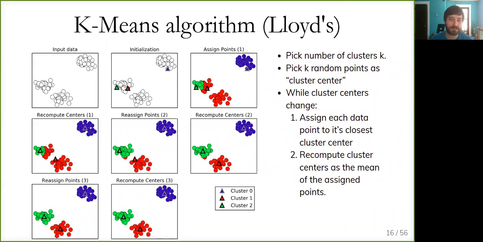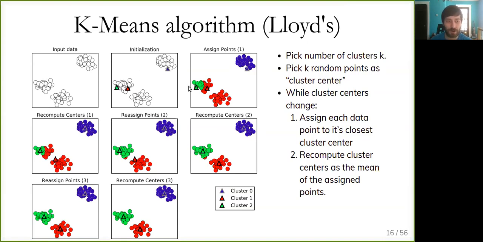In the easiest variant, we are given a number k of clusters. In this example, I picked the number of clusters to be 3. And we initialize these clusters as random data points from our data. These are the triangles you can see in the initialization panel here. So I picked these 3 data points uniformly at random, and I say this is the center of cluster 0, the center of cluster 1, the center of cluster 2.